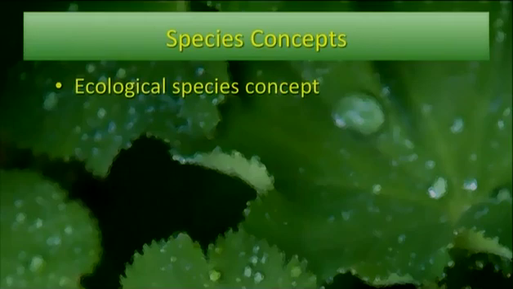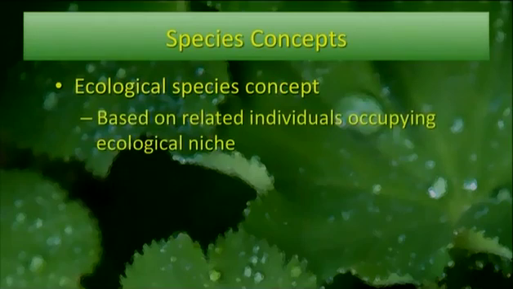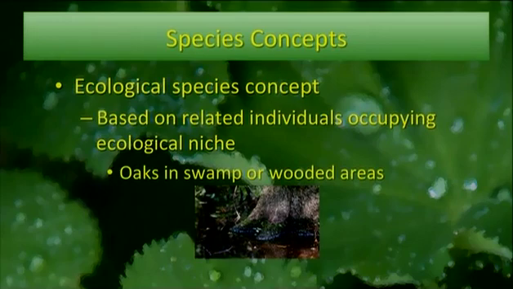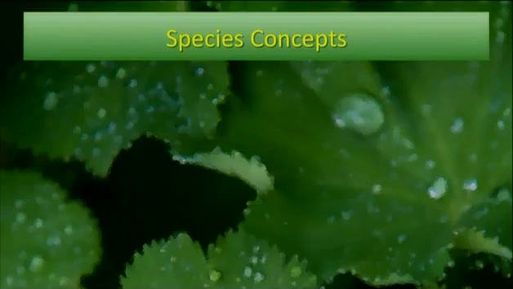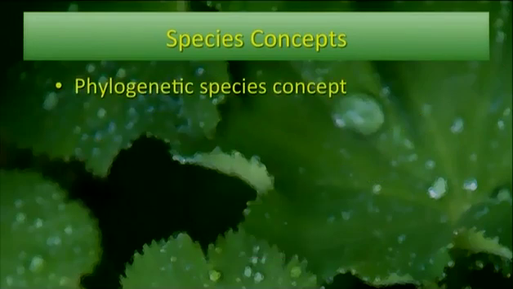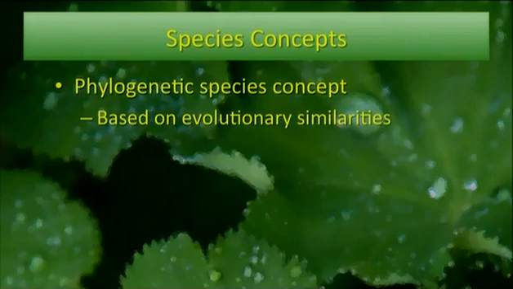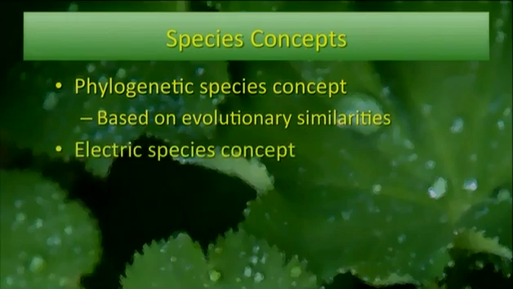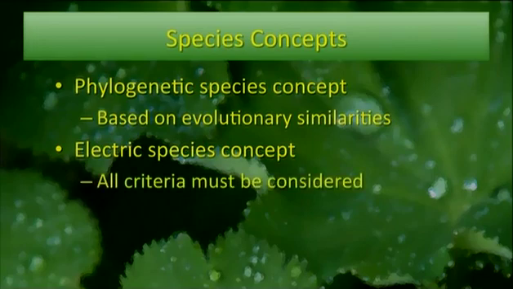Then we have the ecological species concept, which is based on related individuals occupying an ecological niche. So you can have oaks in a swamp area, or you could have oaks in a wooded area. We also have the phylogenetic species concept, which is based on evolutionary similarities and how things are related to each other. And then we have the eclectic species concept, where they feel that all criteria must be considered.